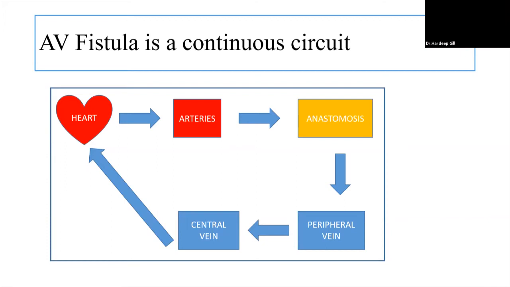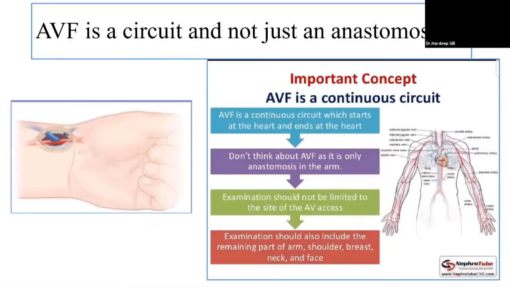So whenever you examine a patient, you don't only examine the AV fistula site that has been made. Examination should not be limited to that site only, and it should also include the remaining part of the arm, shoulder, breast, neck, and face.